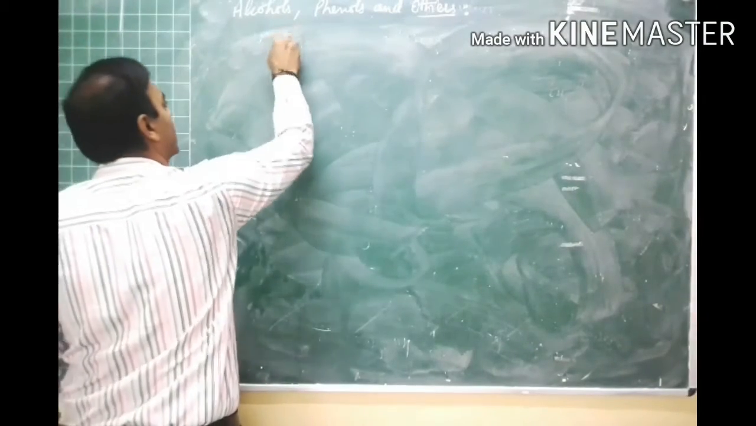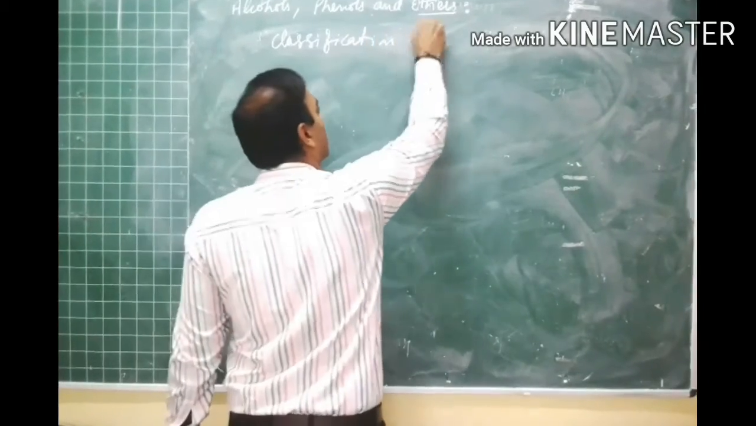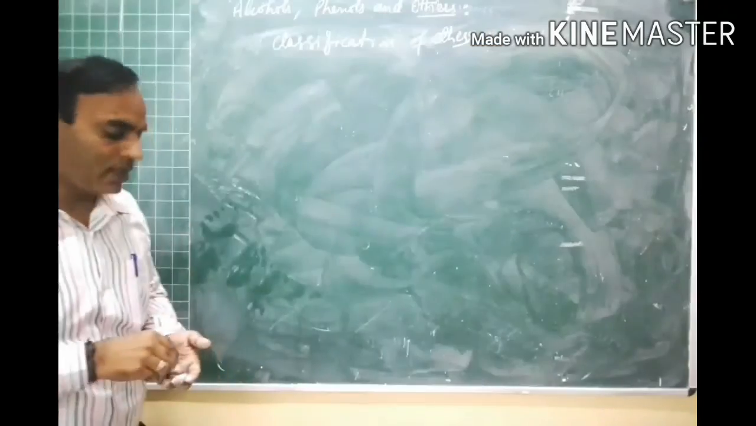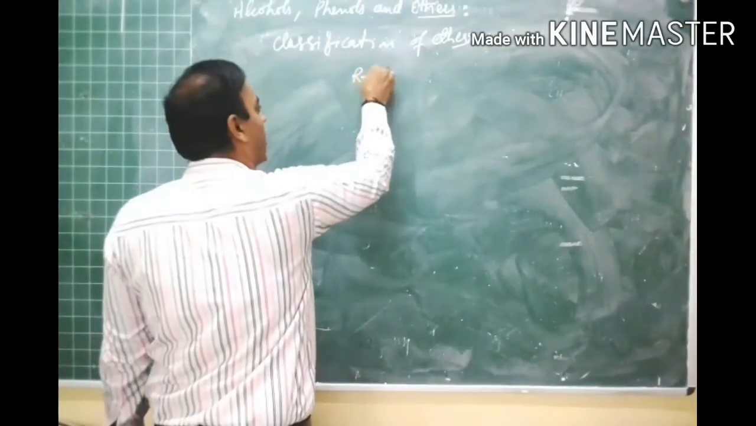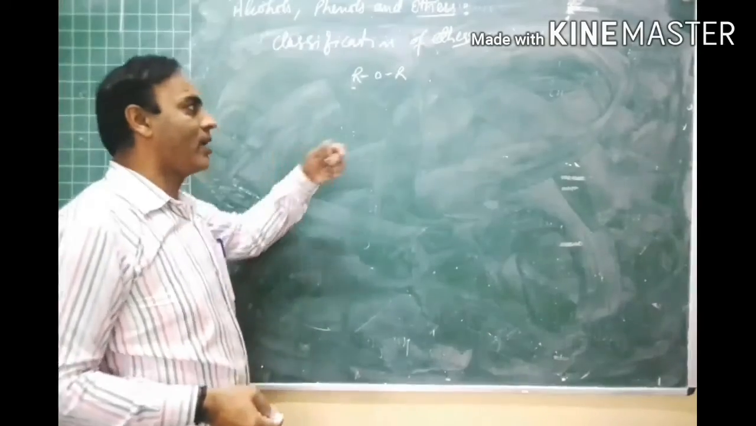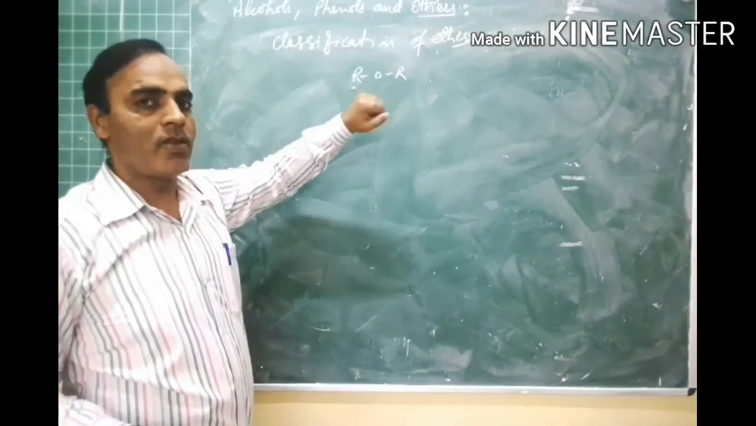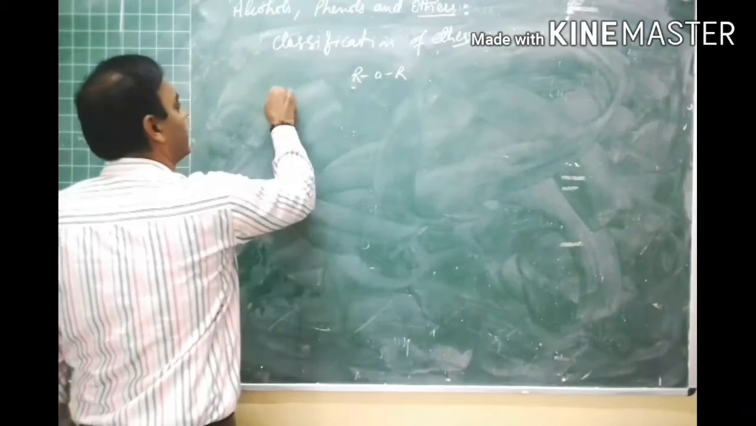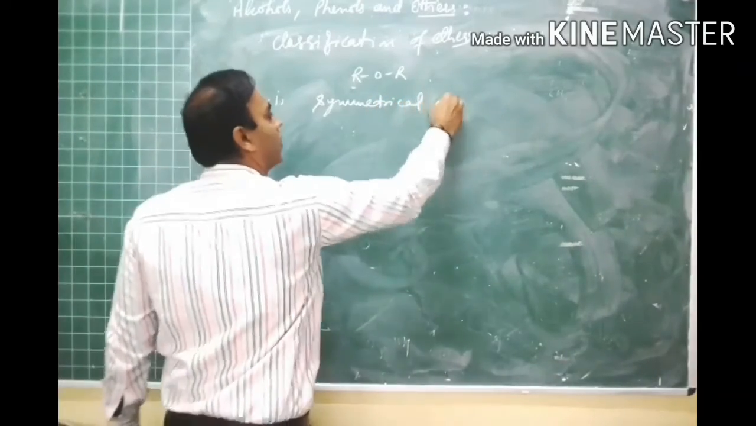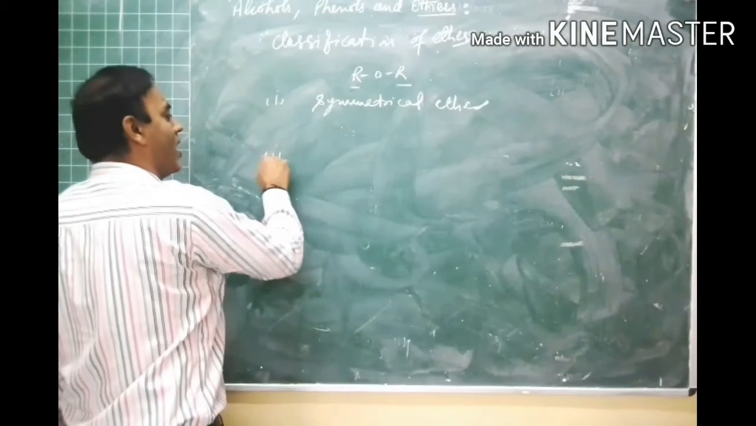Classification of ethers. Right. So ethers, what is the formula of ethers? ROR. Here R can be an alkyl group or aryl group, and these R can be same or different. If these R groups are same, then this is known as symmetrical ether. If these two R groups are different, then this is known as unsymmetrical ether.